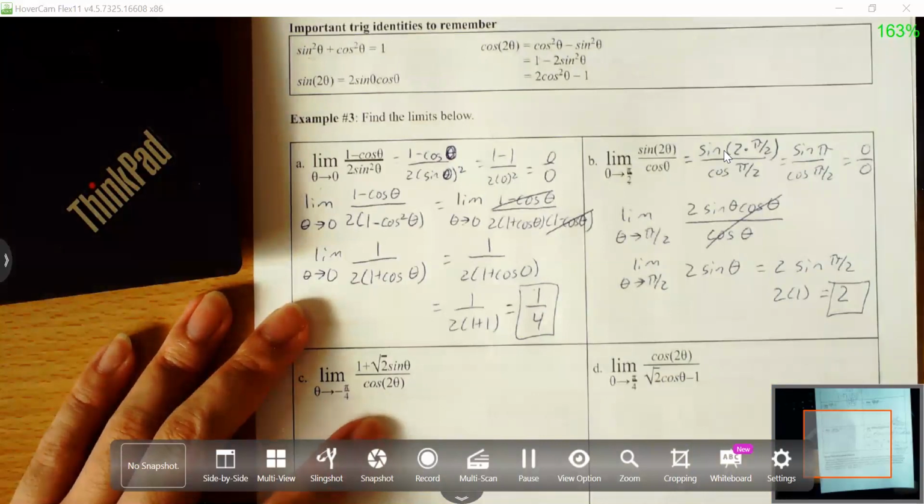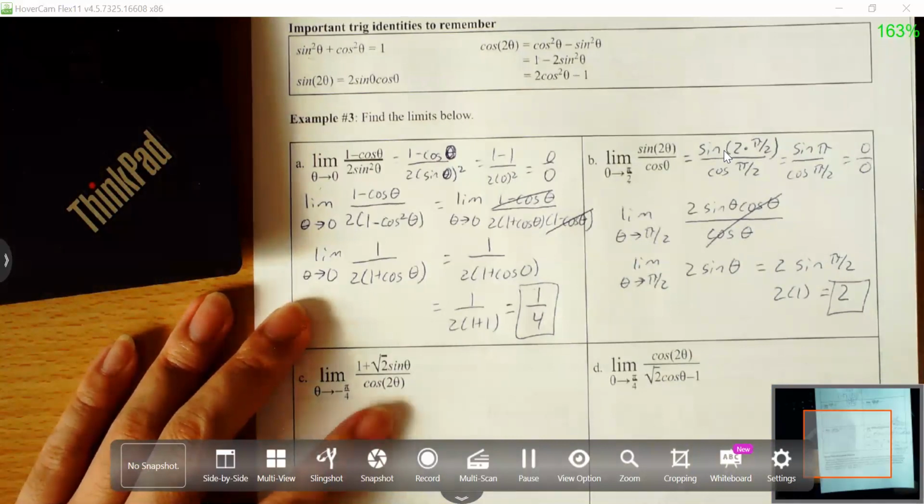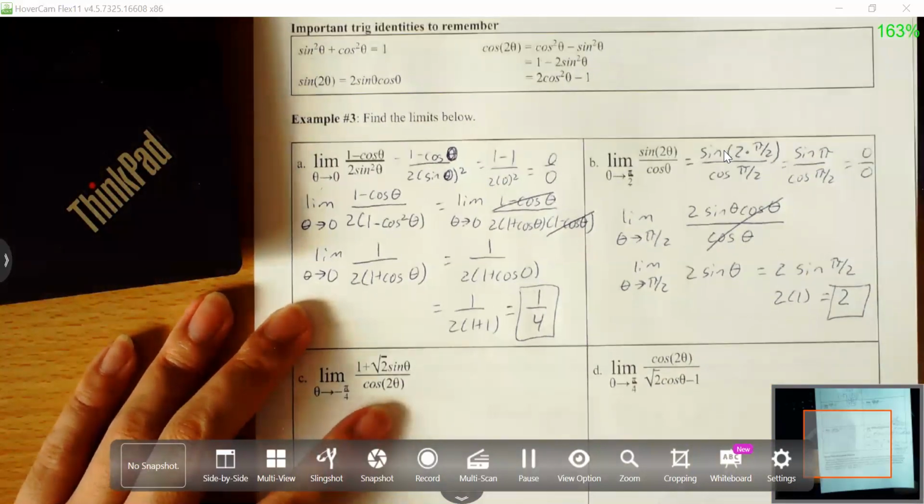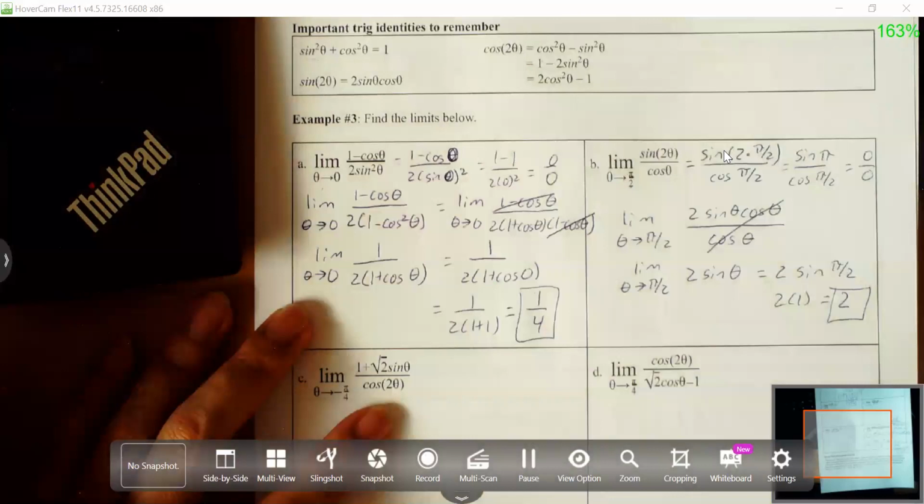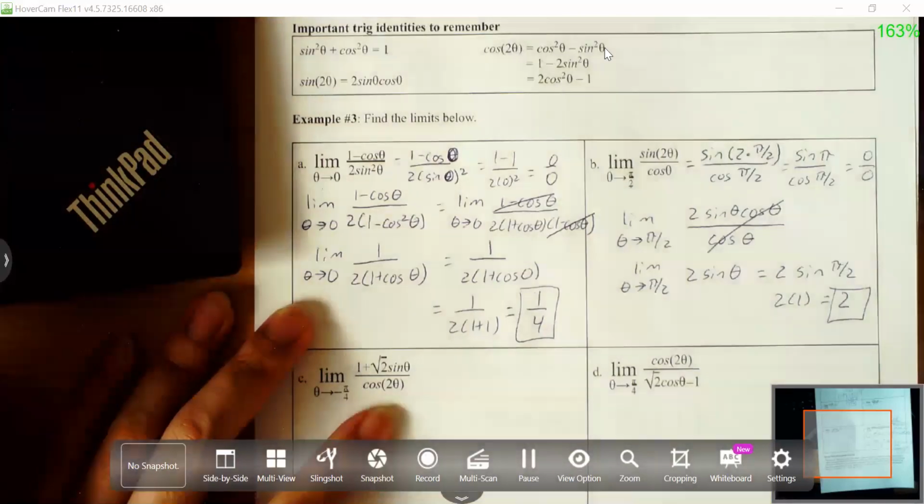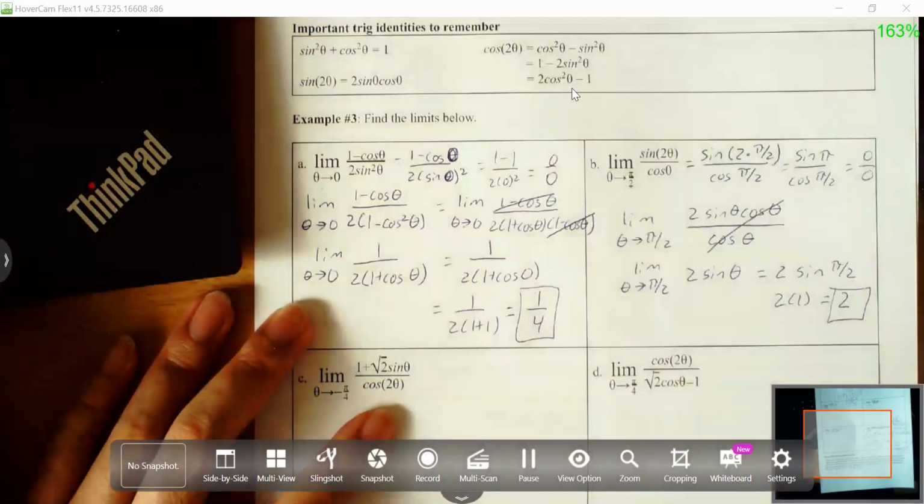Now, C and D deal with cosine of 2 theta. If you look back at the top, and we're going to go back to these properties here, there are 3 separate identities for cosine of 2 theta.